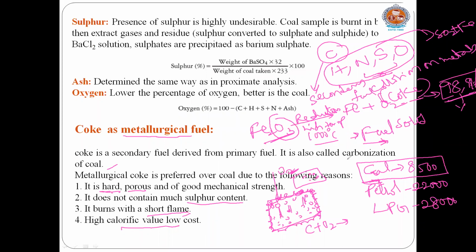don't do any big process. Carbonization means we are just heating the coal sample in absence of oxygen. In absence of oxygen, we are heating the coal sample at high temperature. Just we are heating the coal sample without oxygen. That is nothing but carbonization.